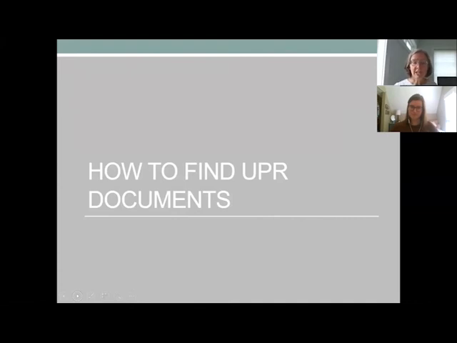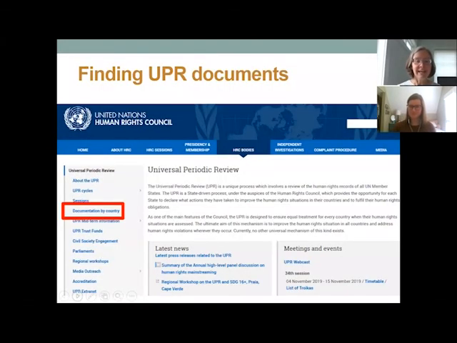So next we'll talk about how to find those UPR documents that Elizabeth mentioned, and we'll just show you a few screenshots for how to navigate the UN websites. And the UN websites are not particularly easy to navigate, but hopefully these screenshots and instructions will help you find your way. You should be able to go to the Office of High Commissioner for Human Rights main website and find the Universal Periodic Review. And then you'll find most or all of the key documents under the heading Documentation by Country.